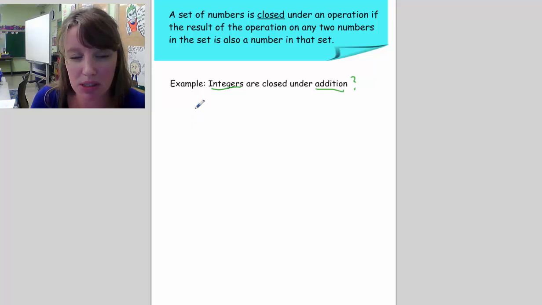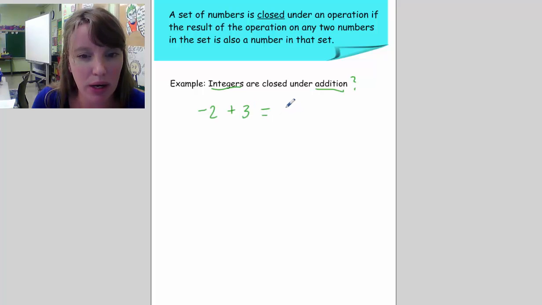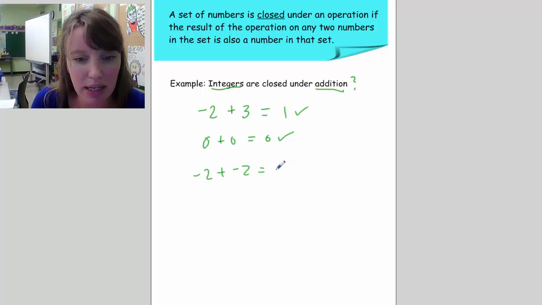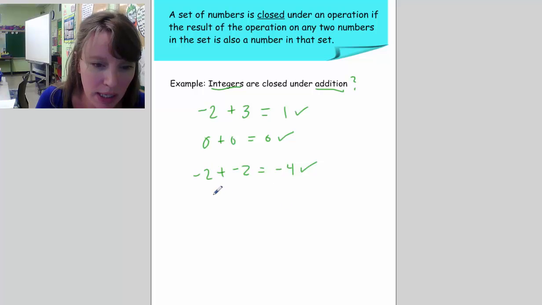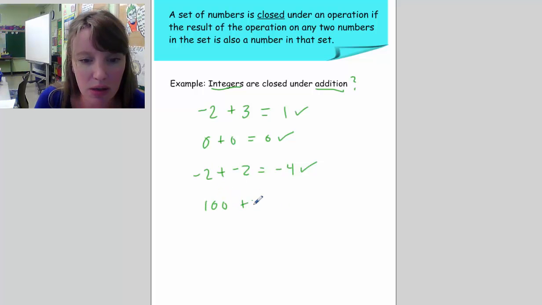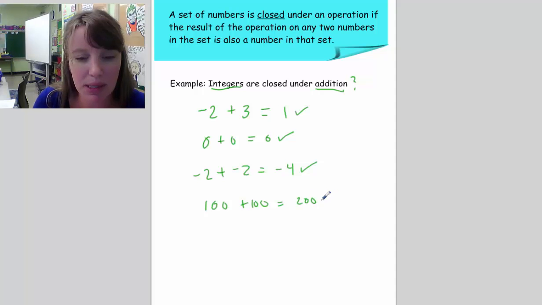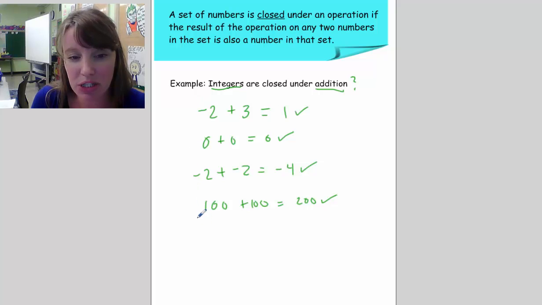Okay, so let's think about this. If I take an integer, -2, and I add it to another integer, 3, I get back 1. 1 is an integer. Let's take 0 plus 0, which gets you 0. 0 is also an integer. I can add two negative numbers together and get back a negative number, which is also an integer. I can add two positive numbers together and get back a positive number, which is also an integer. So any integer I add to another integer, whether it's a different integer or the same integer, I always get an integer back.